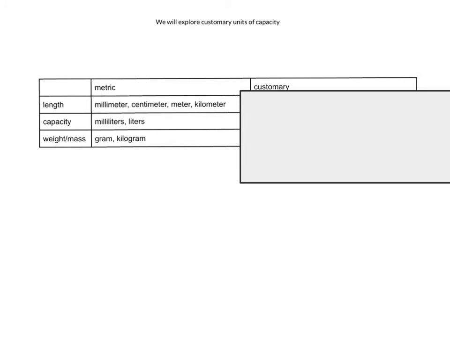Now we measure three different things. There are three kinds of measurement we're going to focus on. Length, which is distance. Capacity, which is the volume of a container measured in liquid units. And weight, which is how heavy an object is. In the metric system, the units we use to measure length are millimeter, centimeter, meter, and kilometer. To measure capacity with the metric system, we use milliliter and liter. And to measure mass in the metric system, we use gram and kilogram.